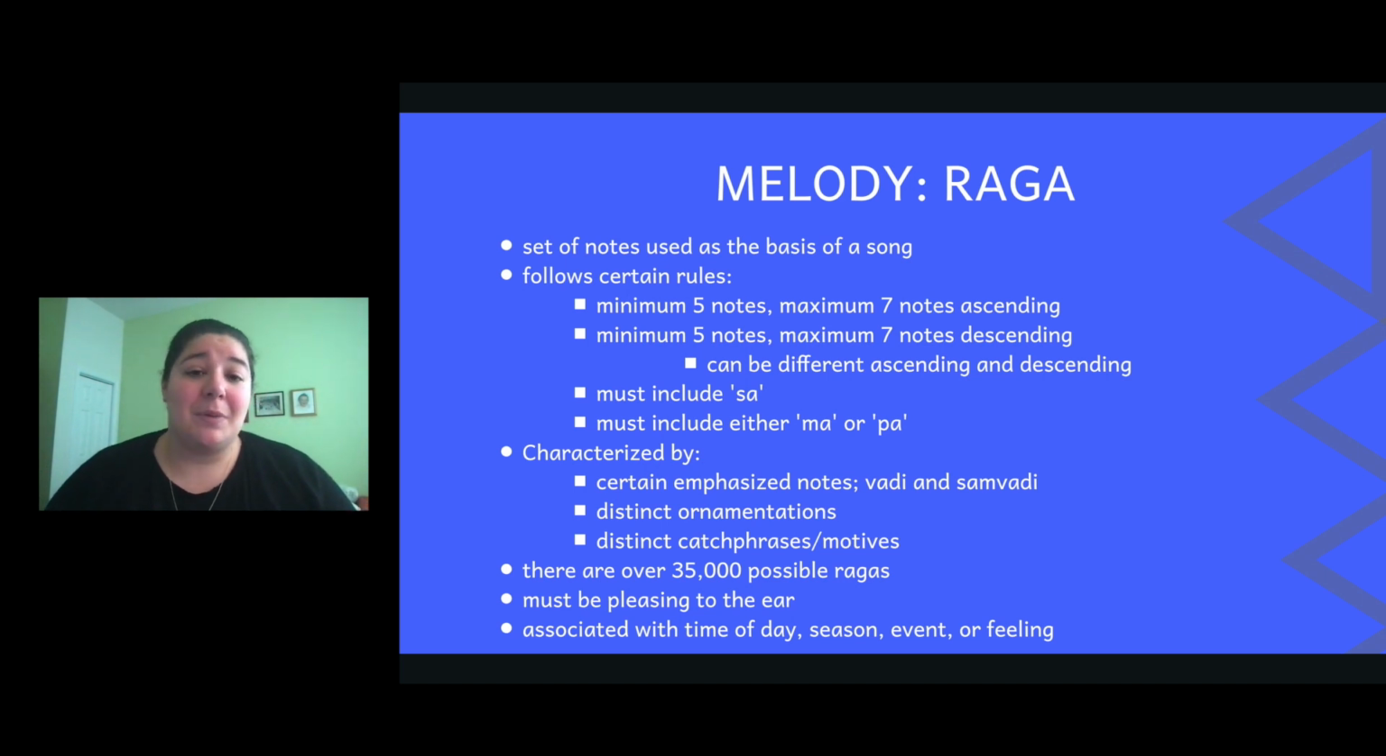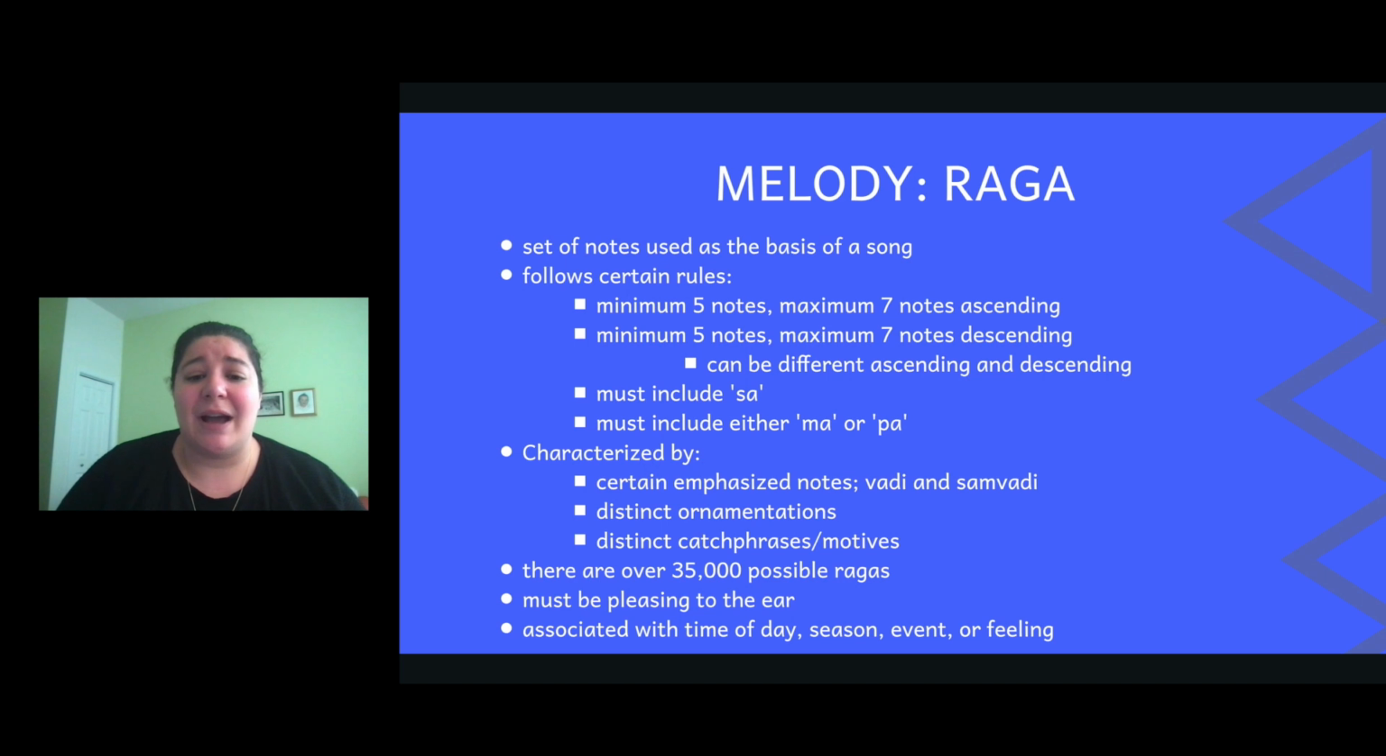There is a minimum of 5 notes and a maximum of 7 notes on the ascent, and there's a minimum of 5 notes and a maximum of 7 notes on the descent. But the ascent and the descent can be different. You can see here it must include sa and either ma or pa, and those are just different scale degrees, kind of like different solfege.